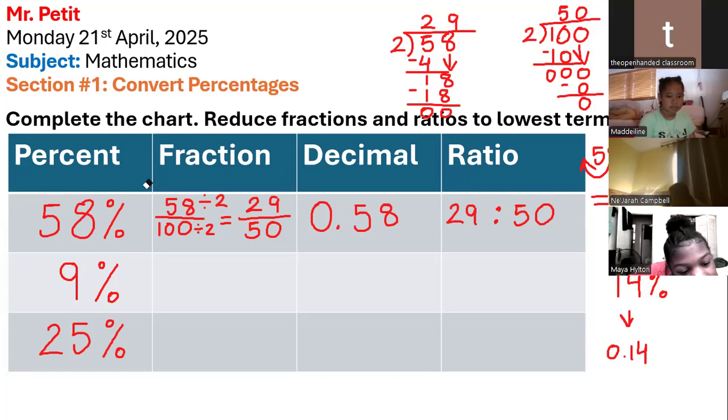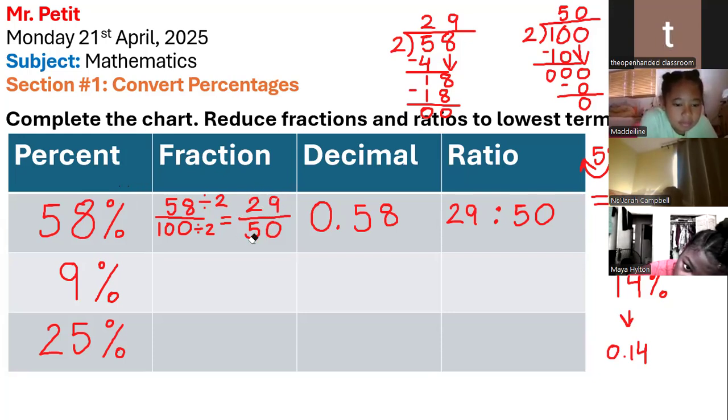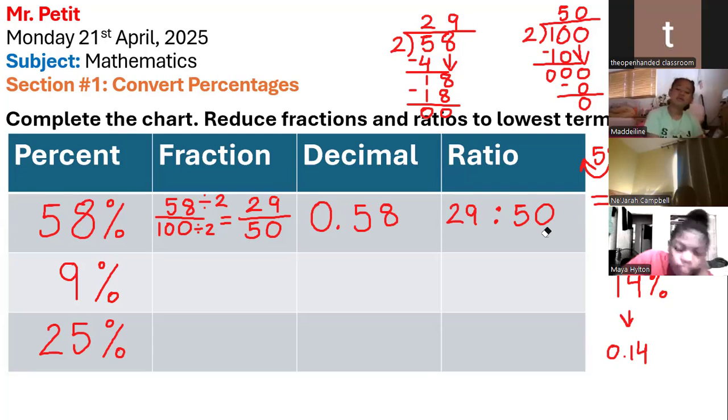All right, Madeline. This is 58%, right? We took 58%, put it as 58 over 100, and divided by 2 in each case. So it's going to be 29 over 50. That's the fraction because we reduced it. We use the same fraction as the ratio because a fraction is a ratio. So we use 29 over 50, and that's 29 to 50 as the ratio. Whatever your answer is for the fraction, just put it in ratio form. That makes sense? Yes, sir, I get it now. Good. Now let's go on to the next one.